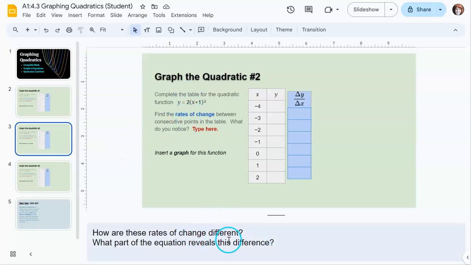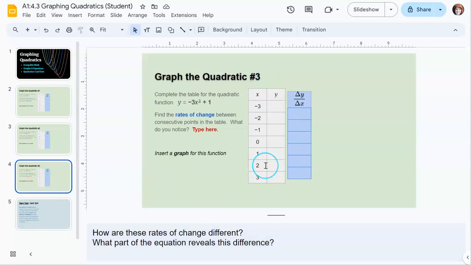It may impact the rates of change that they're seeing in this little blue table. And what part of the equation reveals this difference that you're seeing? And then the last one, what's going on with these differences? If you subtract these y coordinates, or if you get the differences here, you put it here. But if you get the differences in your slopes, what's going on? And how do you see that in your equation?